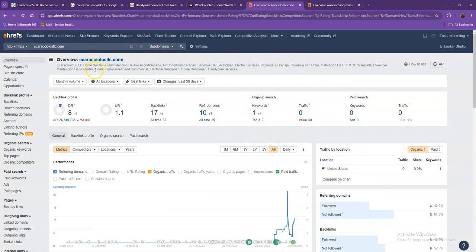So let's go ahead and move on with the numbers. Well, we have here Ahrefs, one of the paid tools that we're using for us to have some more information on the back end of your website.